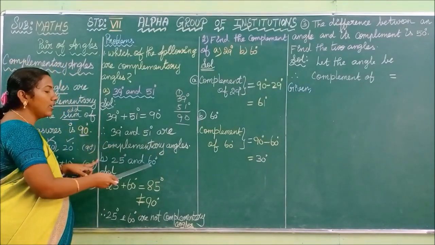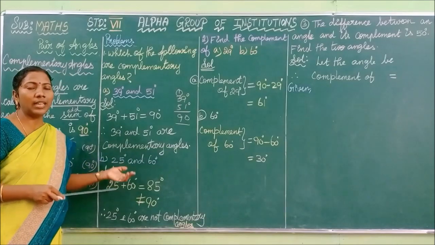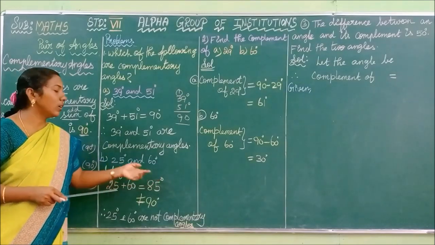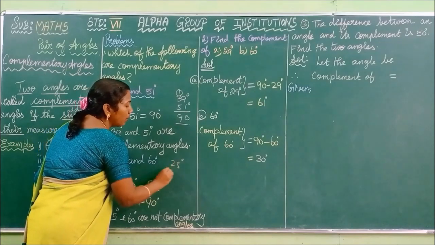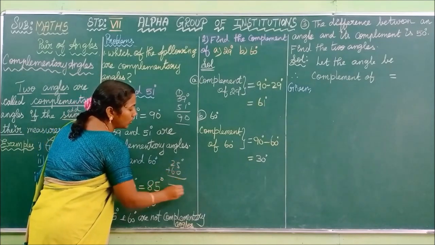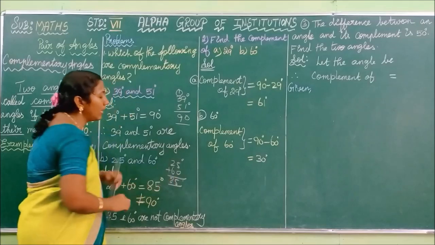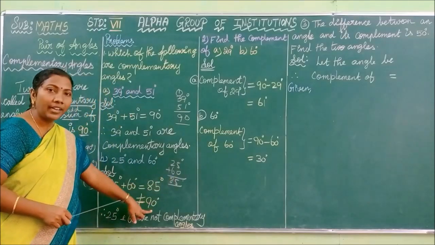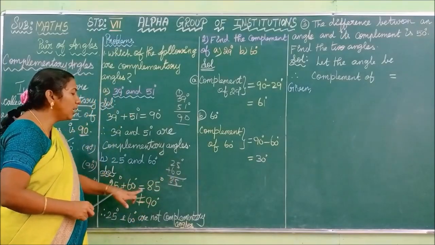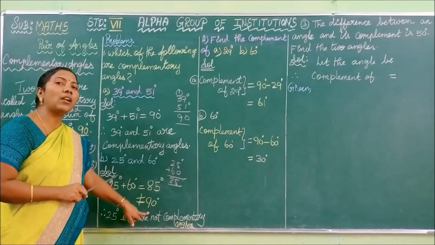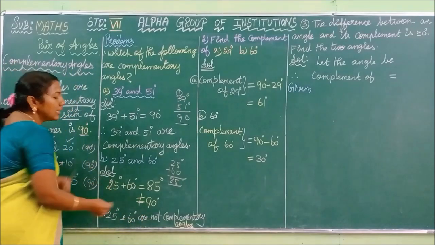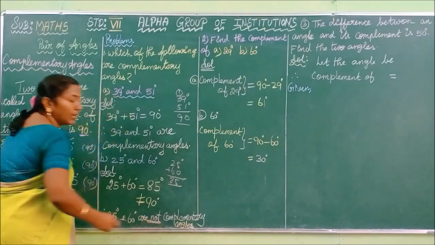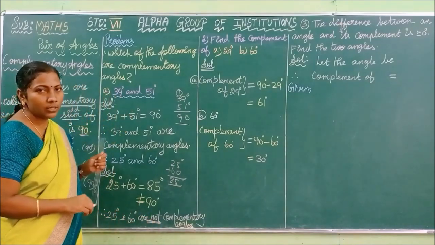See the next sum. 25 degrees and 60 degrees. We have to check whether they are complementary or not. For that you have to add the two angles. So 25 degrees plus 60 degrees. So what is your answer? 85 degrees. But it is not equal to 90 degrees. The sum should be equal to 90 degrees. Then only we call such angles complementary angles. So here we have to write they are not complementary angles. Do you understand, children? Okay.